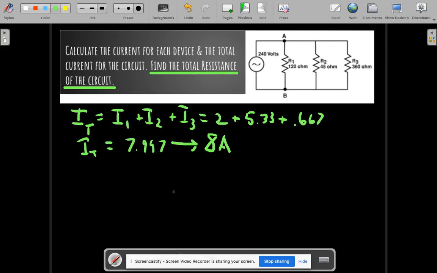So now to find the total resistance. If you notice, the first resistor was 120, then we had 45, and then we had 360. And we learned that as we add more resistors, the total current would continue to go up, and the total resistance would go down, because the voltage stays the same. Anytime the current goes up, the resistance must be going down.